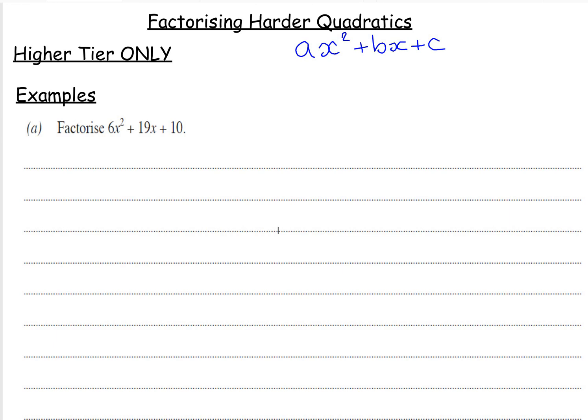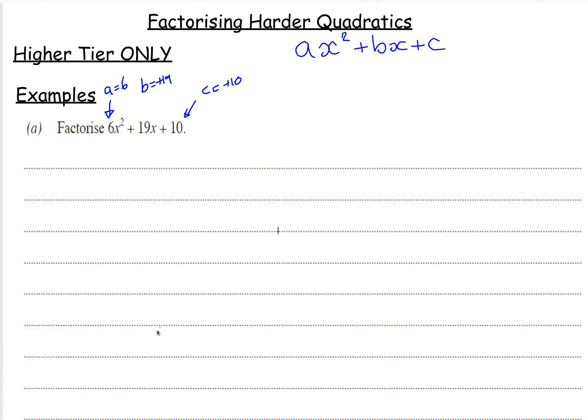So the first example that we've got to look at is we're asked to factorise 6x squared plus 19x plus 10. So we have a trinomial where we have an x squared, an x and a number. It's called a quadratic, and the important part to look at is the coefficient of x squared. This a is greater than 1. It is 6, isn't it? And then our b is plus 19 and our c is plus 10.